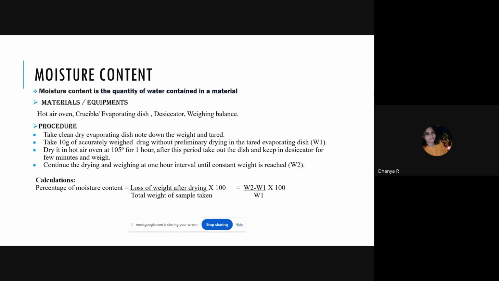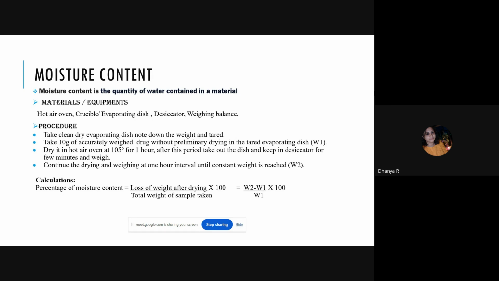Now take 10 gram of accurately weighed drug without preliminary drying. You should not dry the drug before the experiment. You have to take the drug as it is, and then accurately weigh 10 gram of it. This weight is noted as W1.